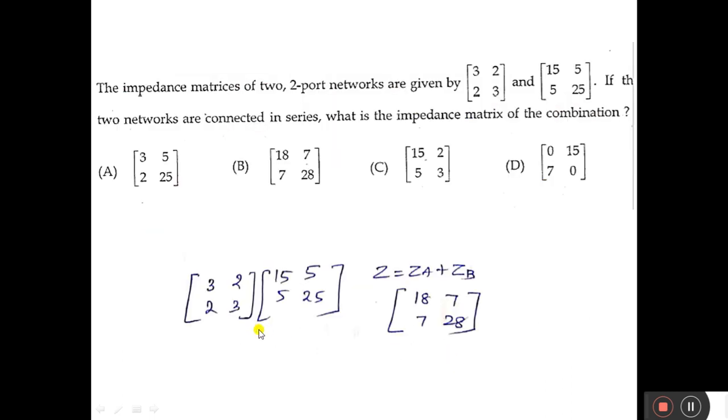And this was also asked in TRB 2014 itself. The impedance matrices, two matrices are given. If the two matrices are connected in series, what is the impedance of this combination? If they are connected in series, you directly add. If cascaded, you multiply. Remember this. When two matrices are in series, you add directly. When they are connected in cascade, you multiply. Right? So accordingly, if you add these two matrices directly, you get 18, 7, 7, 28. Option B is the correct one.